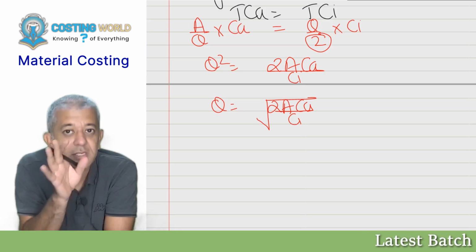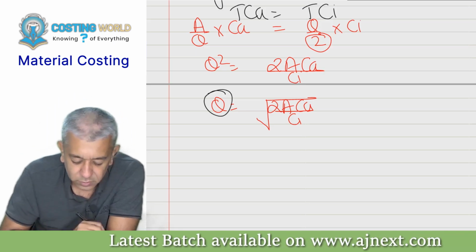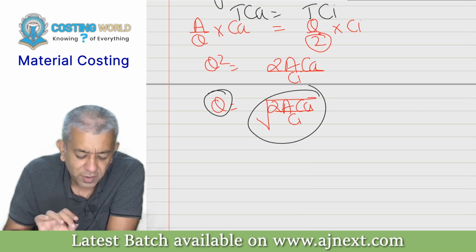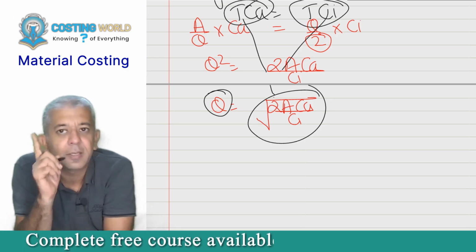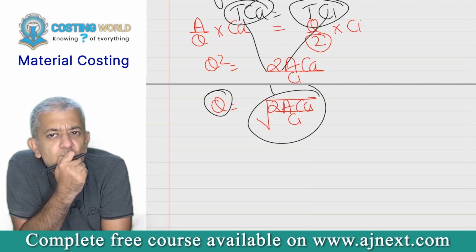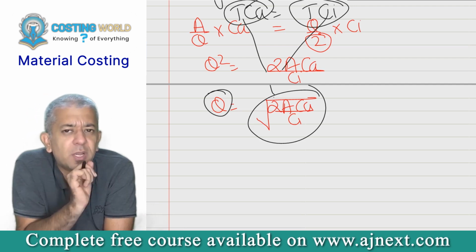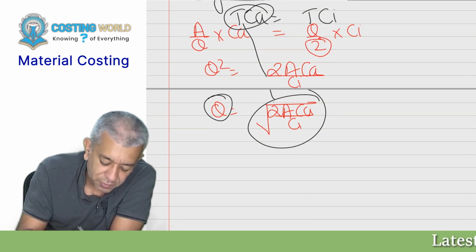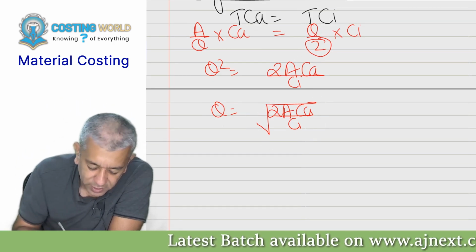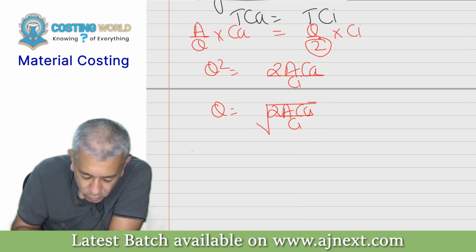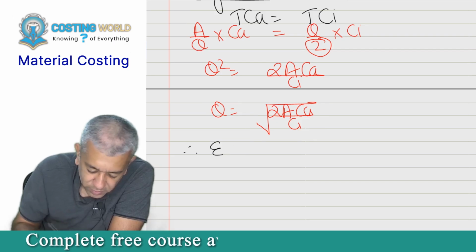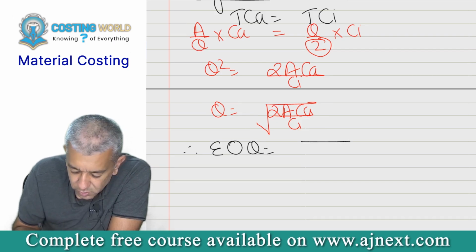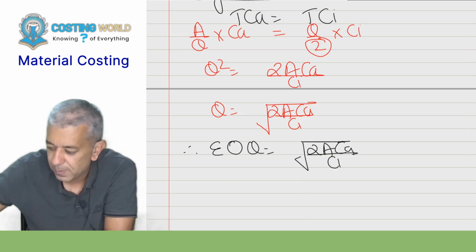Now, if you ever compute Q like this, then can we say TCA will become equal to TCI? And that only happens at which particular point? EOQ. So therefore, from now onwards, this particular point will be called the point of EOQ. Therefore, you all can write down, this is the formula for EOQ from now: EOQ is equal to square root of 2ACA upon CI.